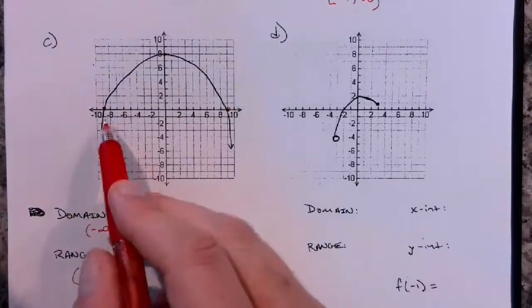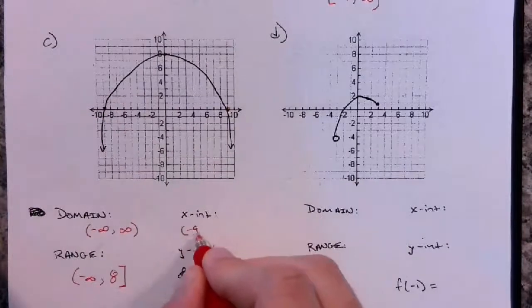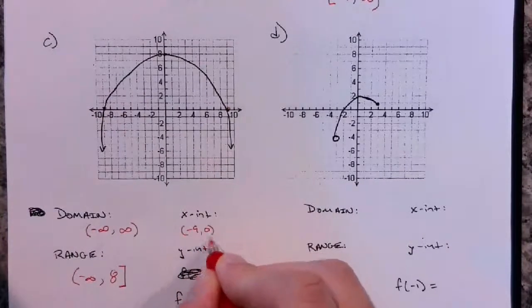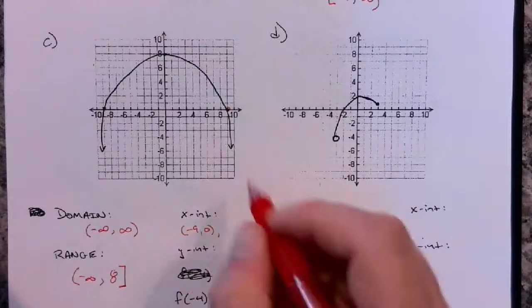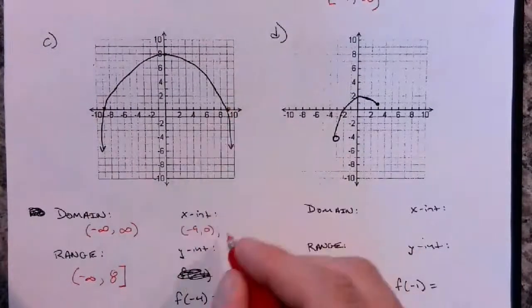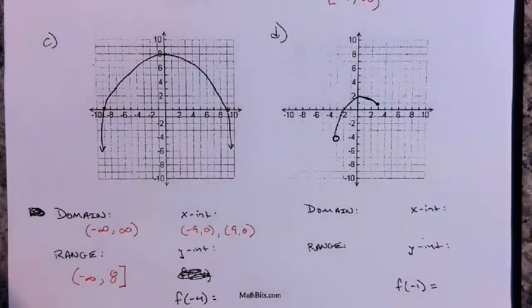So the x-intercepts, where does it cross? Well, it crosses at x equals negative 9, so that'd be the point negative 9, comma 0. Remember, the y-coordinate is always 0 for the x-intercept. And then what's the coordinate of this other point? Well, it's 9, 0. So we had two, and that's okay. You can have two x-intercepts. It crosses the x-axis at those 2 points.